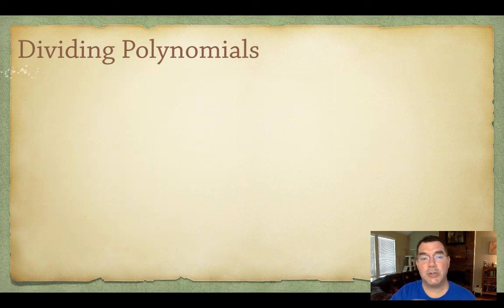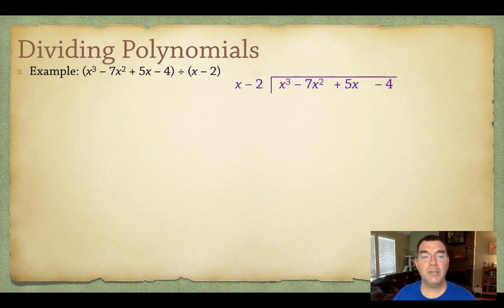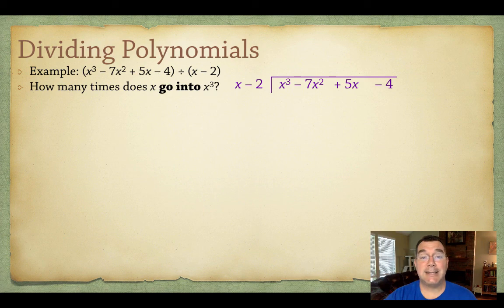One last example just so that you're comfortable with it. If I have x to the third minus 7x squared plus 5x minus 4, and I'm dividing by x minus 2, I look at the x that's at the beginning of the outside and the x to the third that's at the beginning of the inside, and I ask myself, what would I have to multiply x by to get x to the third? And that would be x squared. So I take that x squared and I multiply it by everything that's outside, the x and the minus 2, and I get x to the third minus 2x squared.